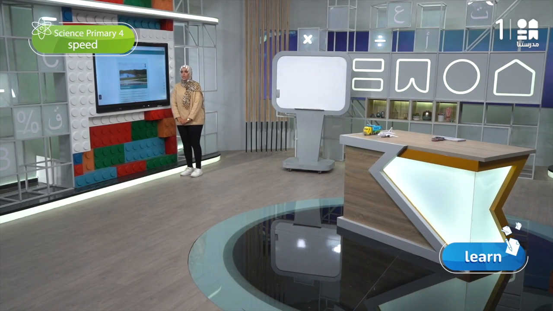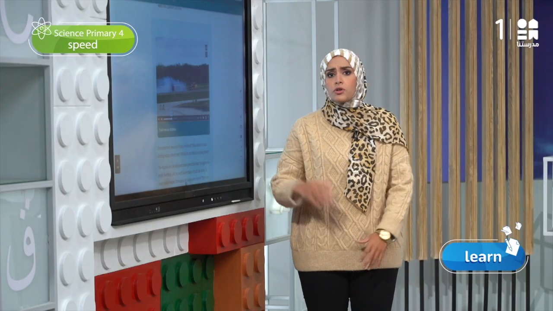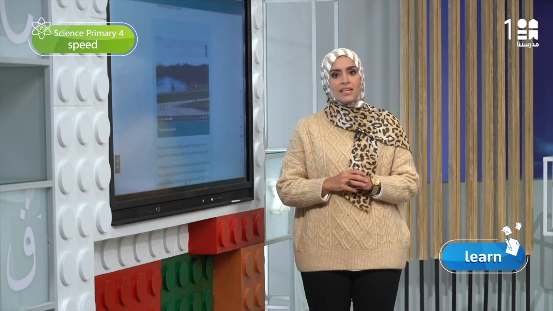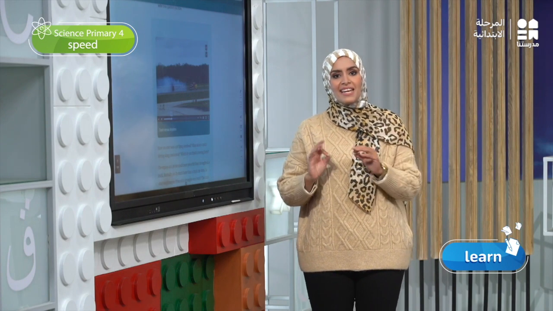Okay. What if we got on a high-speed train and wanted to travel from عين السخنة to العلمين? How can we measure the speed of the train? This is our main question that we are going to study in the Can You Explain activity.